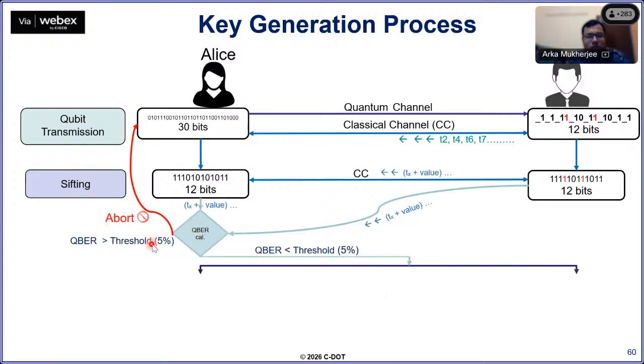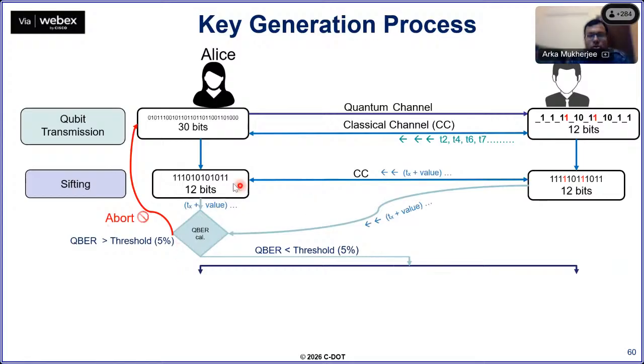Because if the quantum bit error rate is more than the threshold, then there is some eavesdropping in the channel, or the channel is not secure, or there may be some equipment malfunction, so we should not generate the keys. That's why it is always done that if the QBER is less than the threshold, which comes from the theoretical security analysis, then we proceed to the further post processing steps.